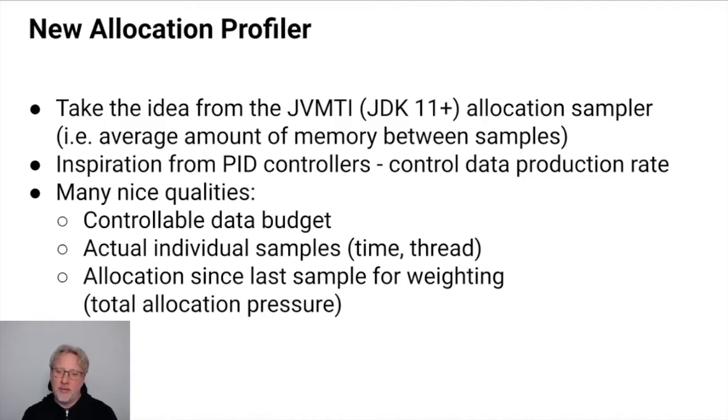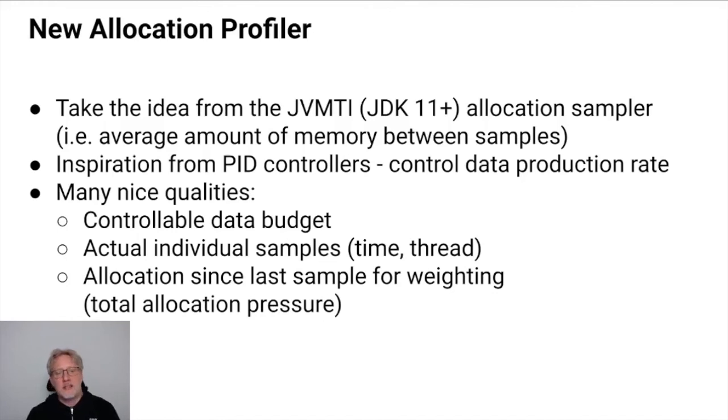So first, we got inspired by the JVMTI riff-off of JFR. In JDK 11, JVMTI got an allocation sampler that uses the same code paths as the JFR TLAB events, but it doesn't take each and every one of them. You can specify the average amount of memory allocated between the samples that you get. That's a really nice thing to do, but eventually you probably want to get them to be emitted at a constant rate. So again, we used inspiration from PID controllers to try to control the data production rate.